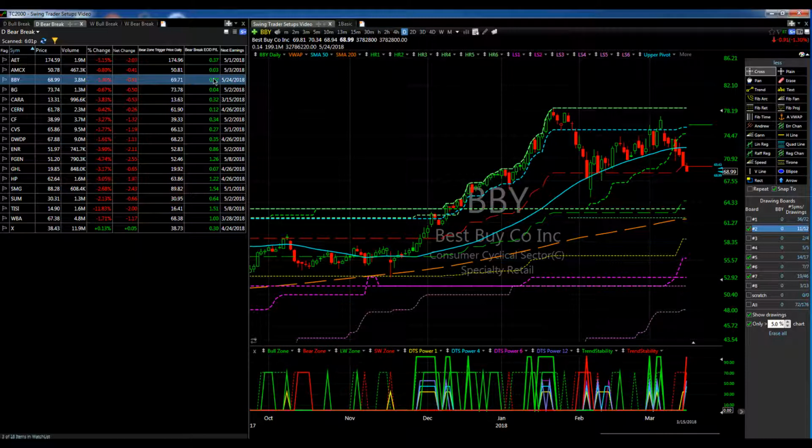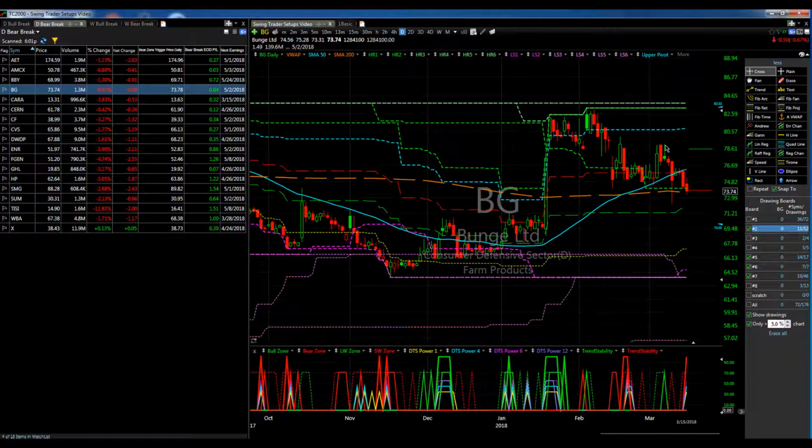BBY, Best Buy. Out of this consolidation up here, it's a daily chart, remember. We are getting momentum to the downside. And you did lose a 50-day 3 days ago. It's your blue line there. This had kind of chopped around down here before. This is just getting a little more momentum to the downside. Did lose a 50-day yesterday.